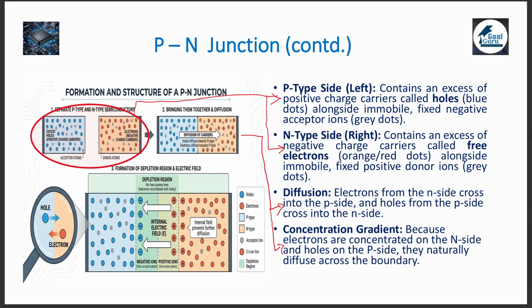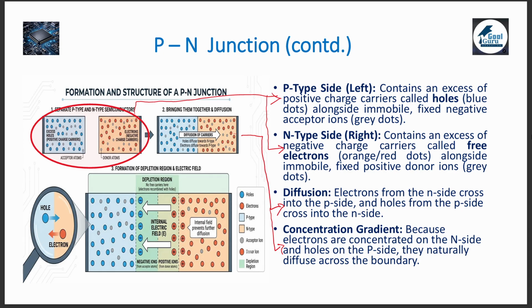Likewise, on the right of the first figure, the n-type contains excess of the negative charge carriers, which are called the free electrons, indicated by the red dots. Alongside are seen the positive donor ions, which are indicated by the grey dots. Again, we have seen in the last class how the n-type semiconductors are formed because of the addition of the pentavalent impurity.